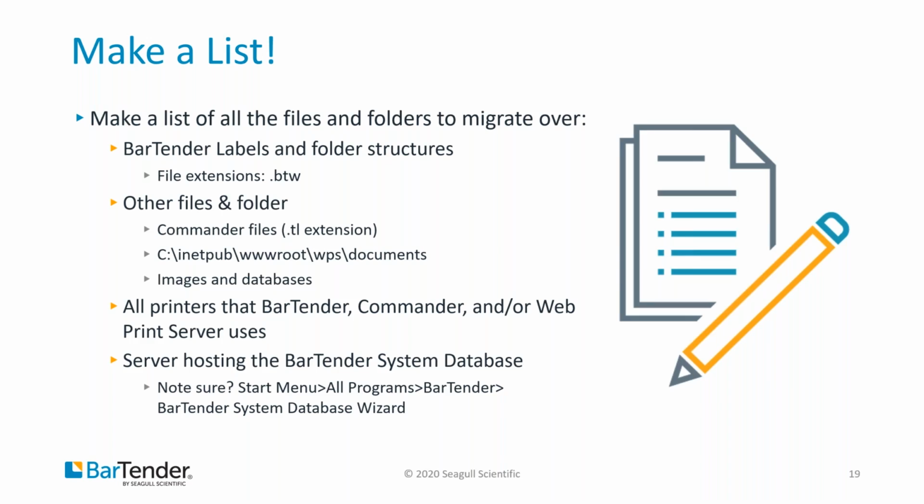So if we're not sure where that system database is, you can go to your start menu. This does have to be a client that is actively logging. So you want to go to one of those BarTender clients or servers, and go to your start menu, all programs, BarTender, System Database Wizard, in 10.1 and prior. It's in the Administration Console in 2016 and up. And this dialog will tell you the server name and the database instance. So for now, just add that server name and that database instance to your list.